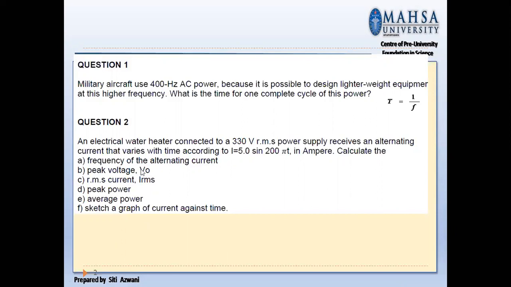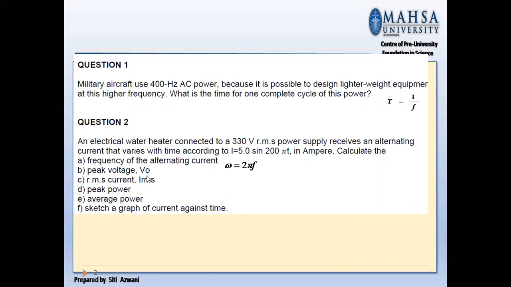Let's do the frequency of the alternating current. How to calculate the frequency? Omega equal to pi f. You need to apply this formula. I think you are also very familiar with this equation. Omega, you have 200 pi. Substitute the value into the formula, and then you can solve for the frequency.